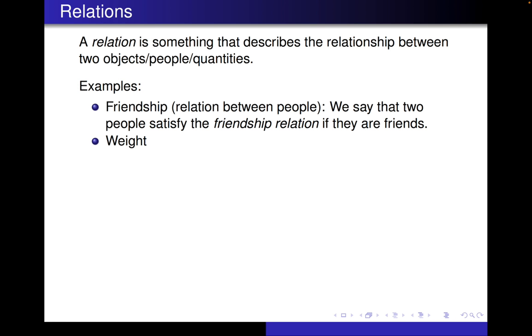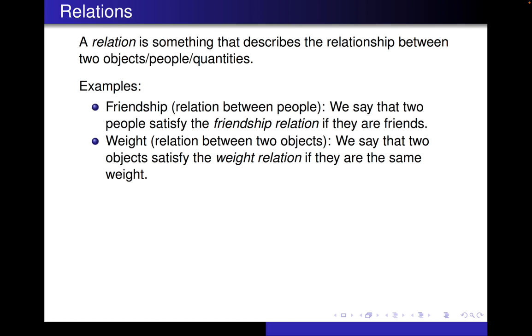This one's kind of weird, but it's one that I sort of came up with. We could talk about weight as a relation between two different objects. It doesn't have to be people, it could be any objects. We say that two objects satisfy the weight relation if they are the same weight. So if we have two objects that weigh the same, that is a relationship between them. Maybe not a very important one to you, but it is a relationship.